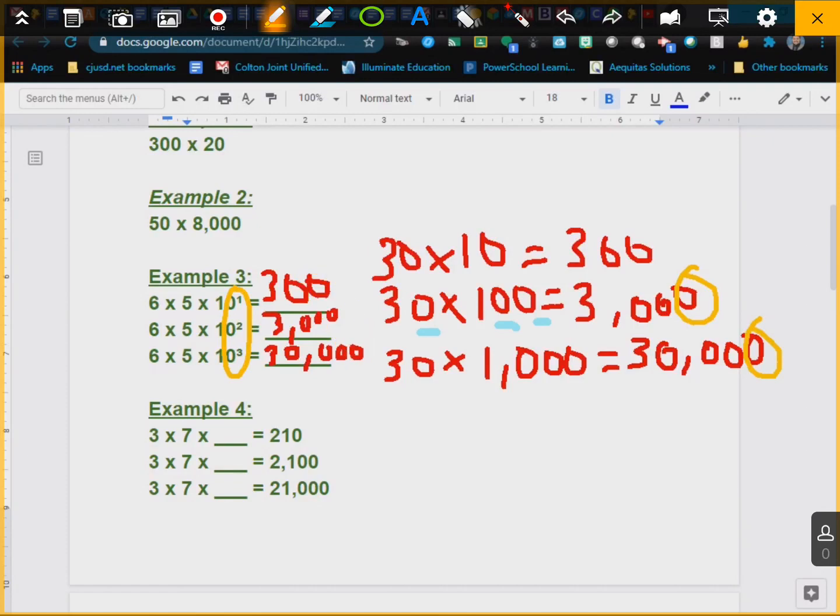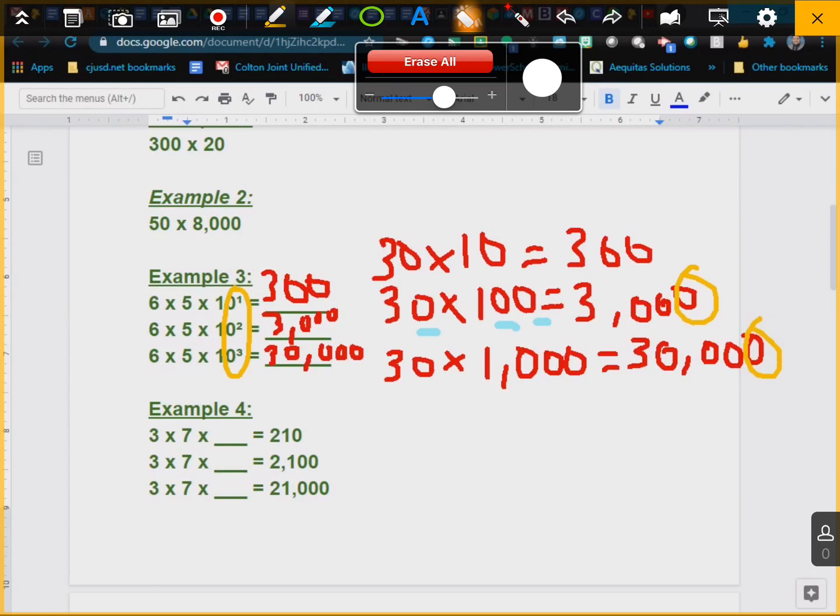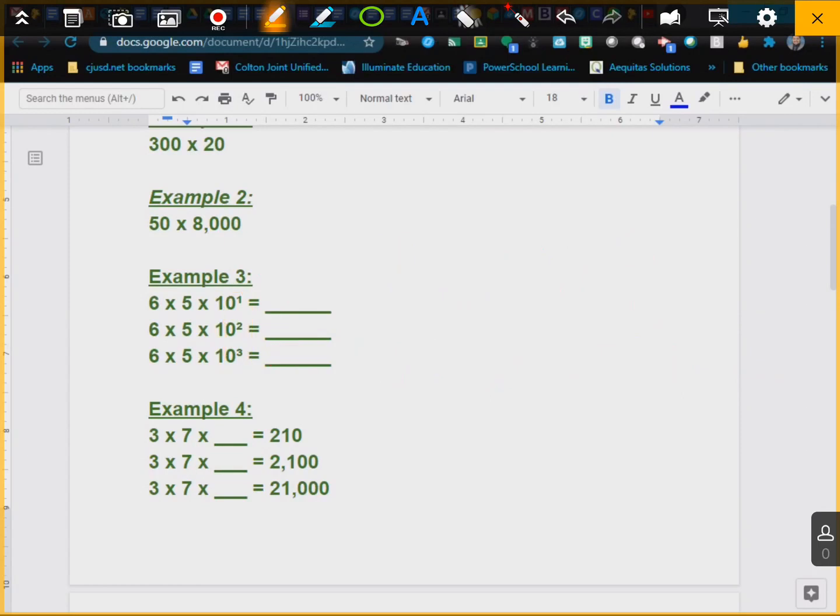Okay? Let's go ahead and do example number 4. Now example number 4 is the same thing, except now you have to find out what's the 10 spot. These are all going to be 10 to a certain power, so they're asking you to find it. Alright? Well, I know 3 times 7 is 21. And 21 times something is 210. Well, I know that there's only 1 zero here. So it's going to be 10 to the first power, or 10. Because 21 times 10 is 210. So I'm going to put 10 to the first power.